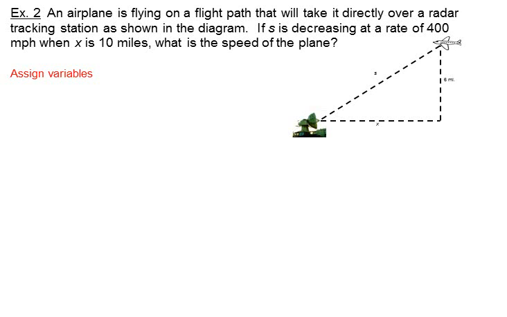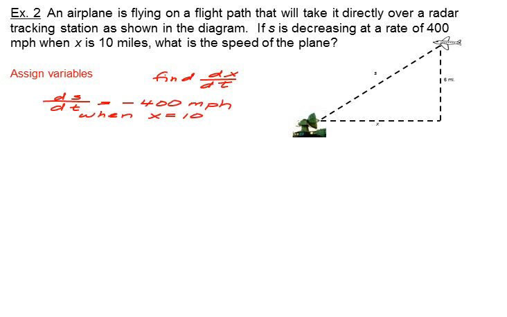The speed of the plane is determined by the change in distance x over the change in time. So that's dx/dt. s is decreasing at 400 miles per hour, so that's a change in distance s over change in time, ds/dt. Notice the negative to indicate that it's decreasing.